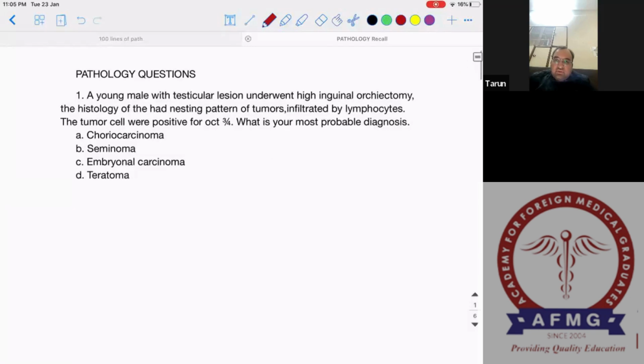So let's see. First question: a young male with testicular lesion underwent high inguinal orchidectomy. The histology of the tumor shows a nesting pattern of tumor cells infiltrated by lymphocytes. The tumor cells were positive for OCT3-4. So what is the hint here in this question? First is the nesting pattern of tumor infiltrated by lymphocytes. That is a testicular tumor, and in itself it's a very, very classical histology.